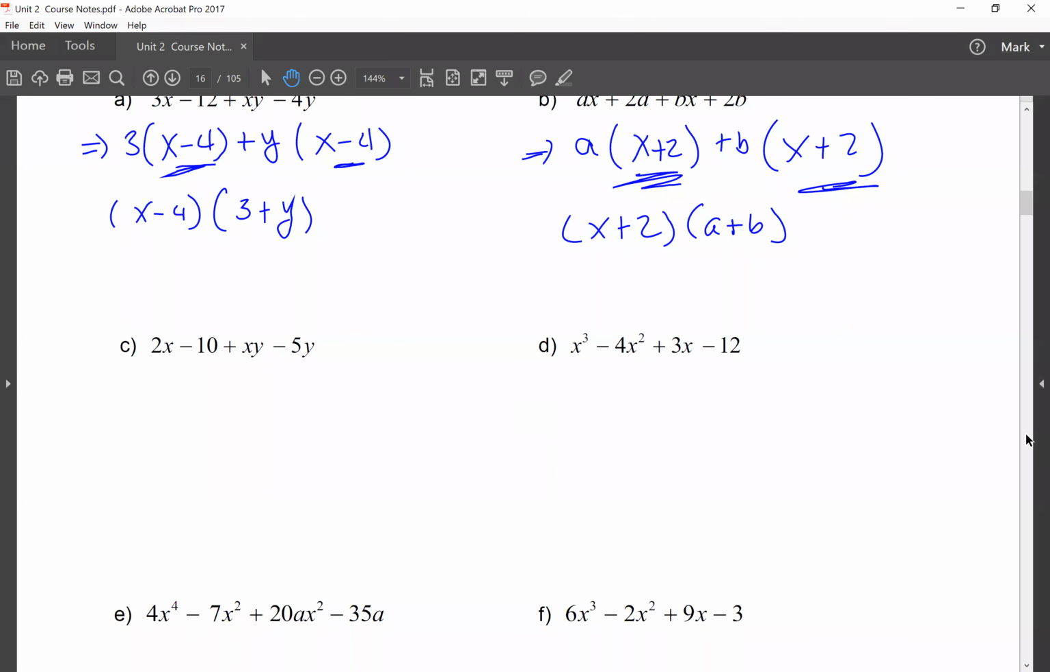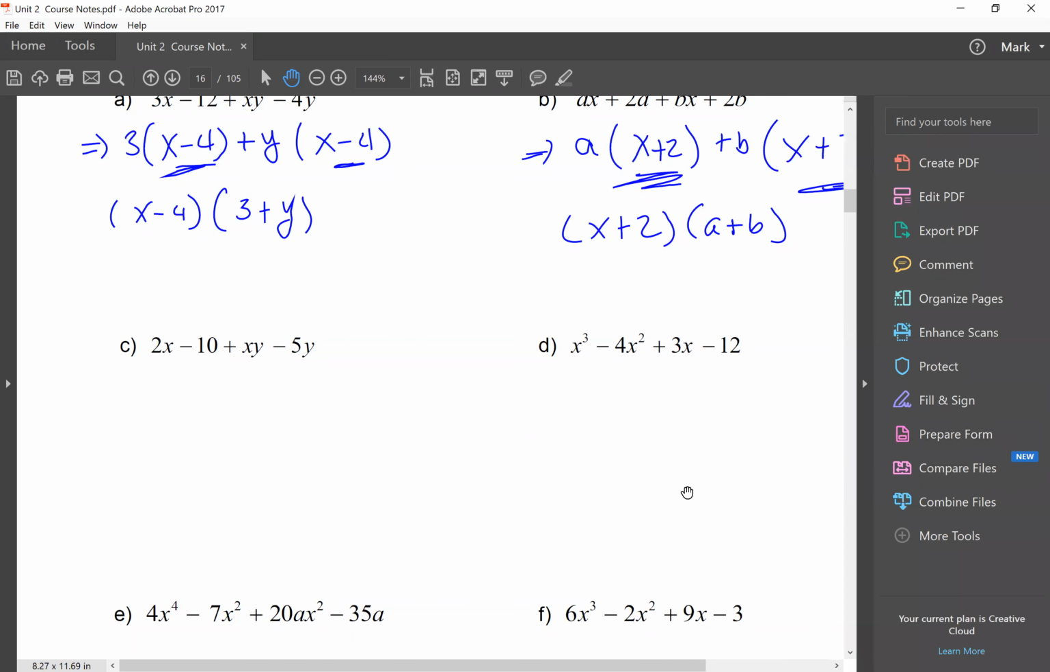So for question number C, I'm going to take away a 2. And like I keep saying take away, I don't literally mean subtract.